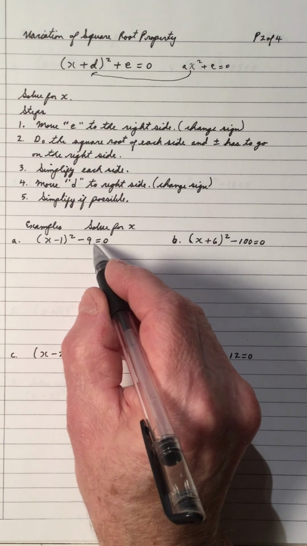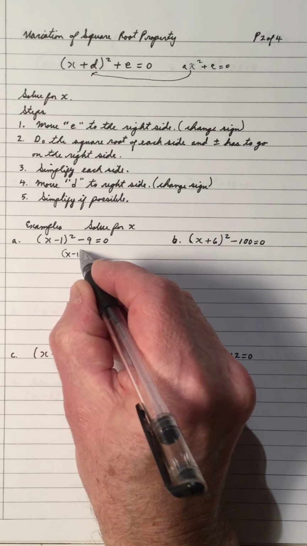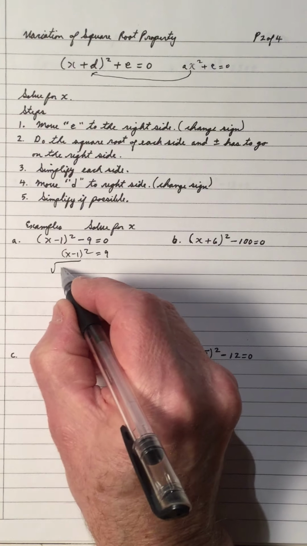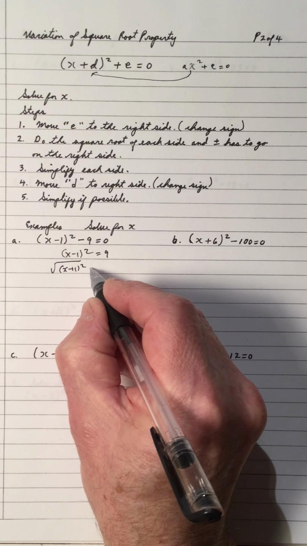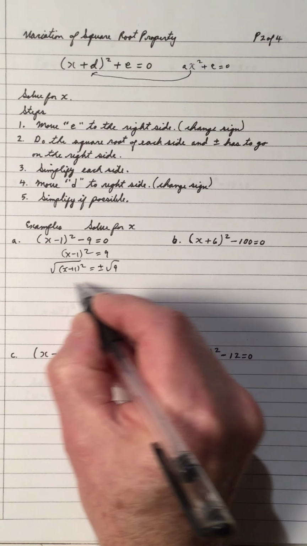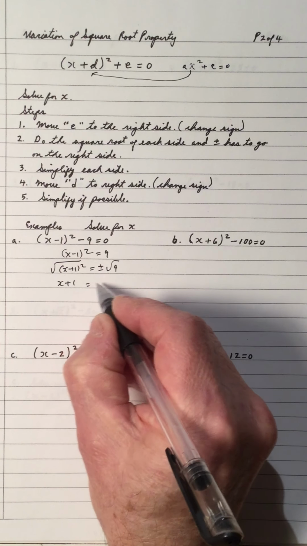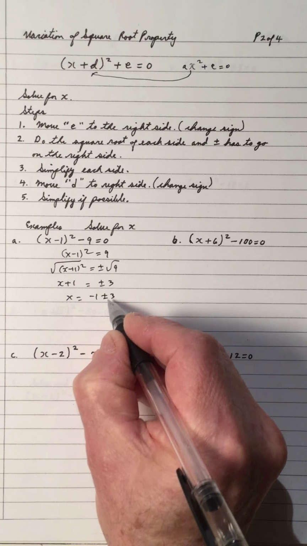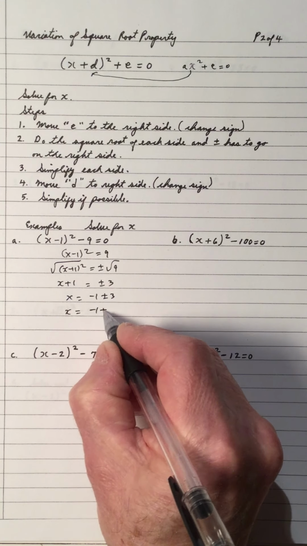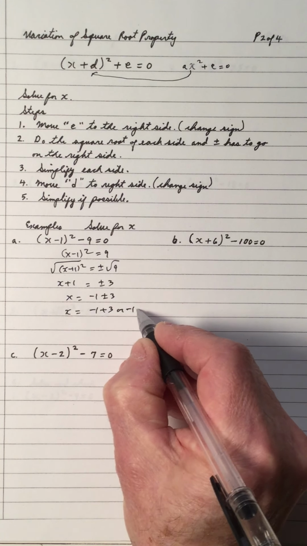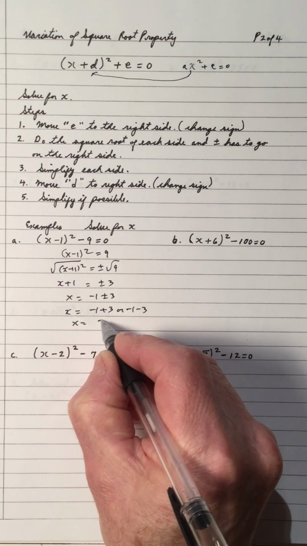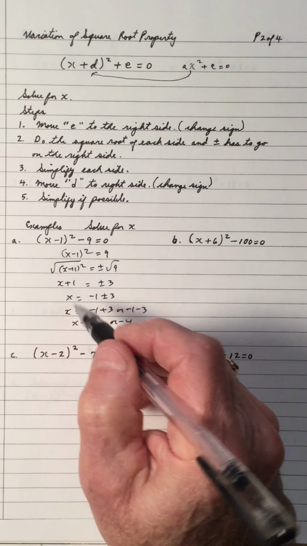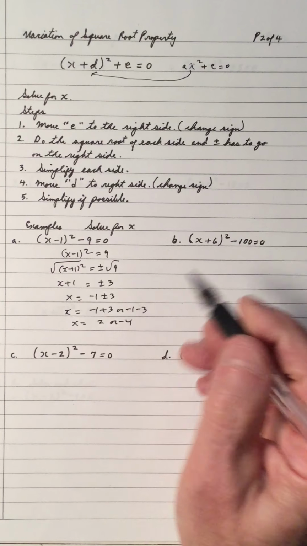x plus 1 all squared equals 9. So the square root of x plus 1 squared equals plus or minus the square root of 9. So x plus 1 equals plus or minus 3. So x equals negative 1 plus or minus 3. So x is negative 1 plus 3 or negative 1 minus 3. So x equals 2 or negative 4. Again, the quadratic is squared, so we have two roots, two solutions.